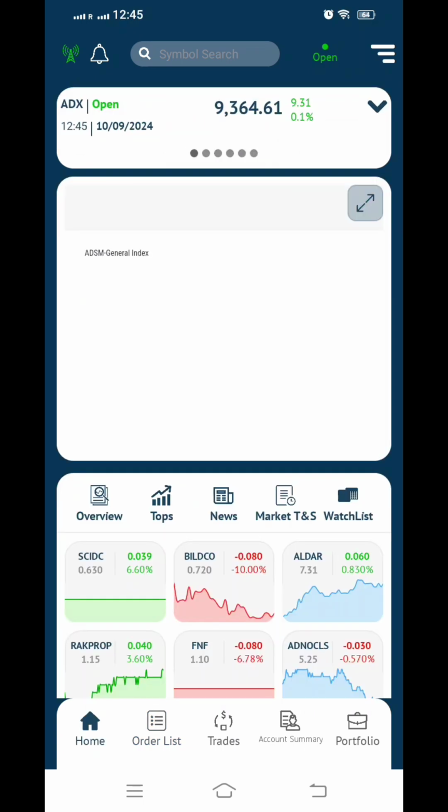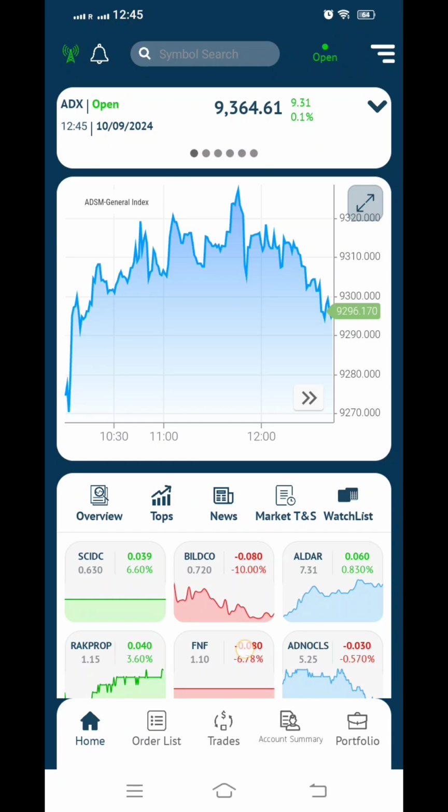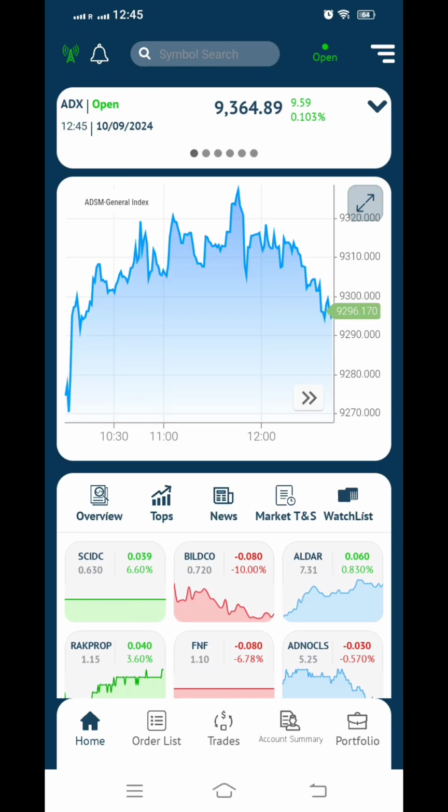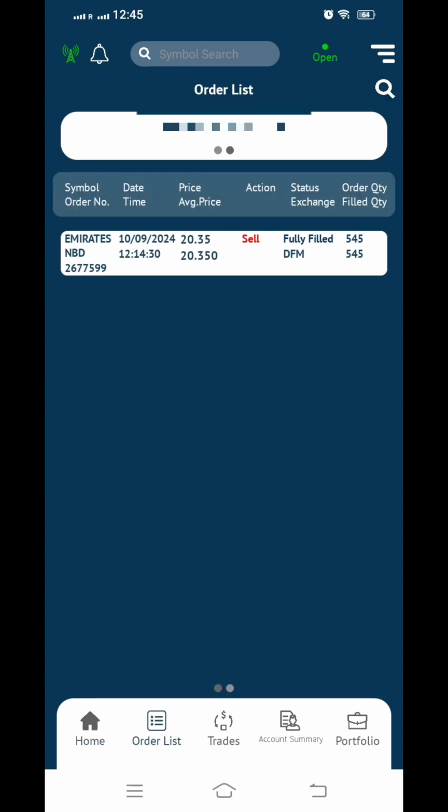I waited, and for the respective day it was not executed, so the next day I placed the same order again. Now I'm going to check the order list. You have to click and check it, and it shows fully filled under DFM listed stock. It means the order is executed. On the 9th it was not executed. On the 10th I did the same process again, and that way it was executed.